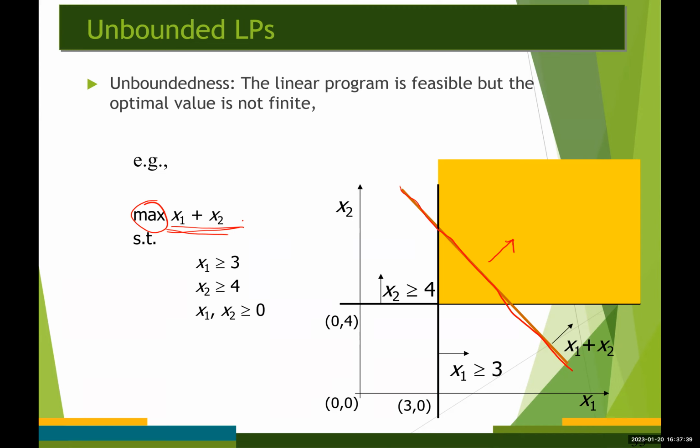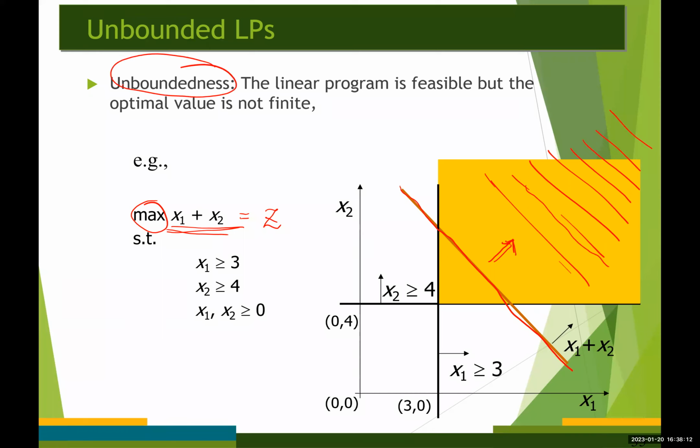But what's the problem? When you move parallel to our original isovalue line in this direction of increasing the objective function value of z, what happens? We never entirely leave the feasible region, right? We never leave the feasible region. Okay, that's why this case is called unbounded. So we call the given LP an unbounded LP.